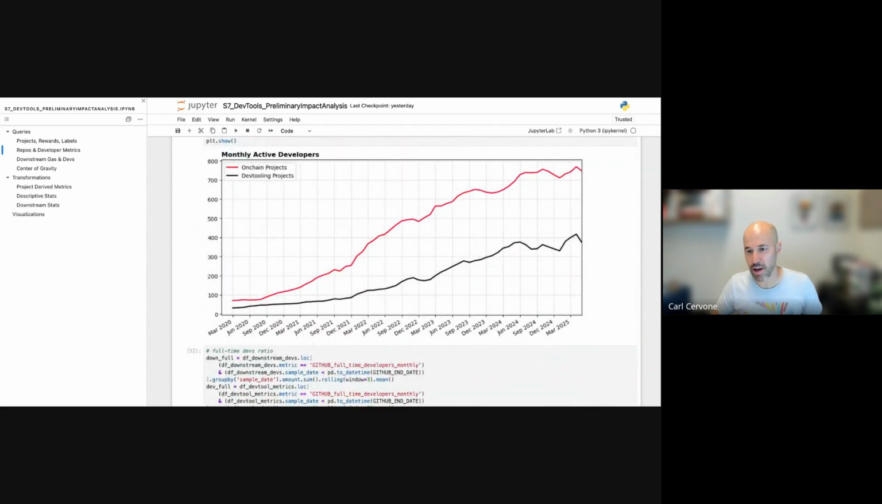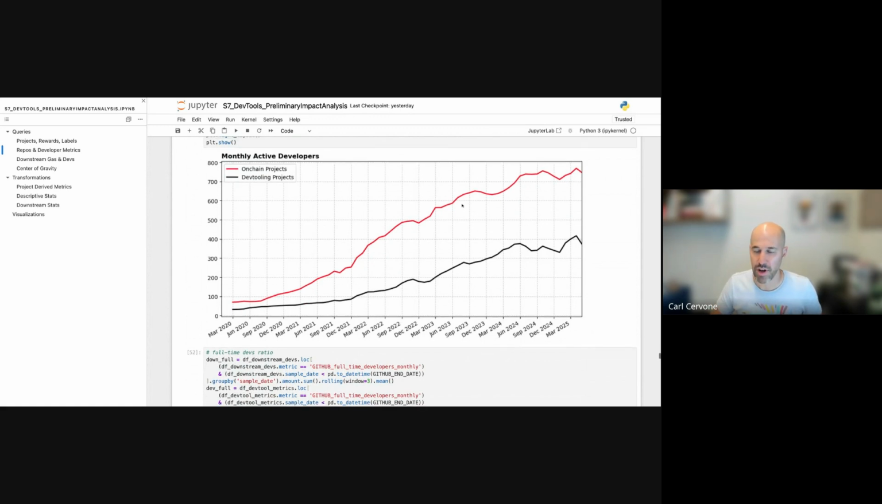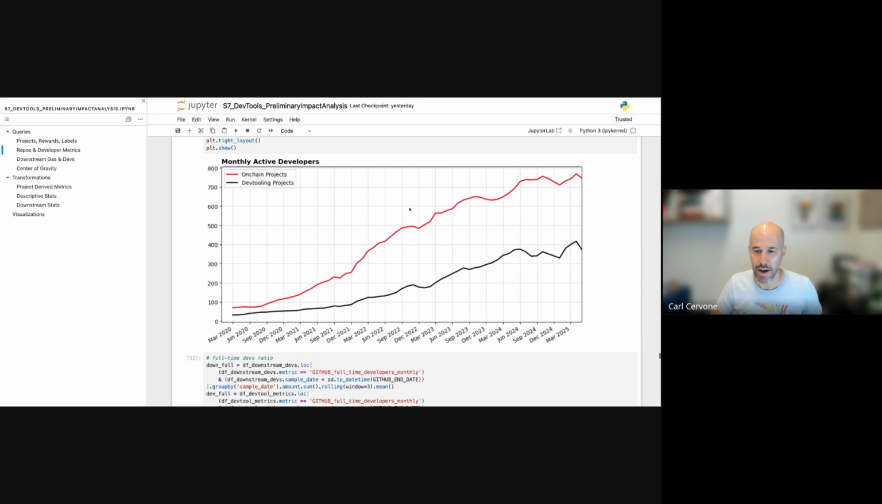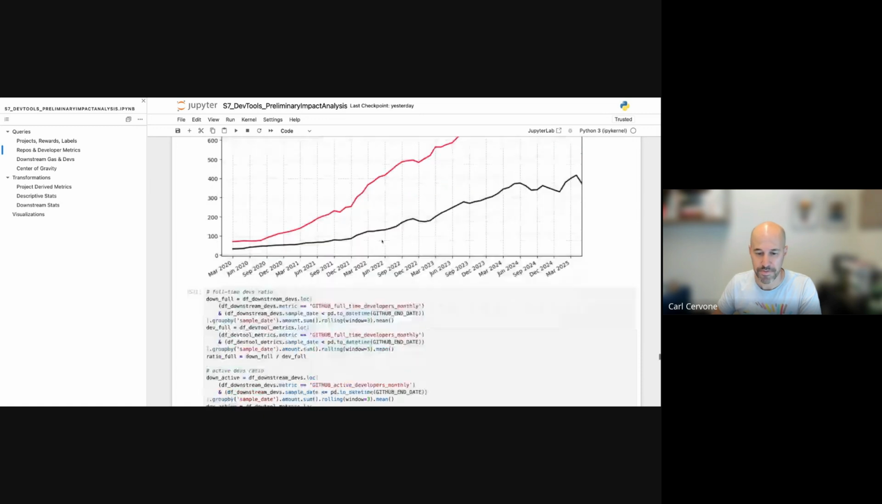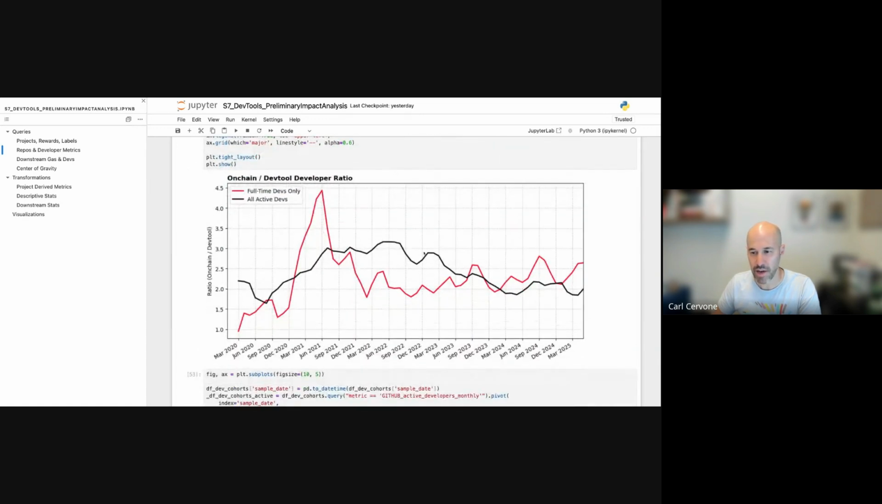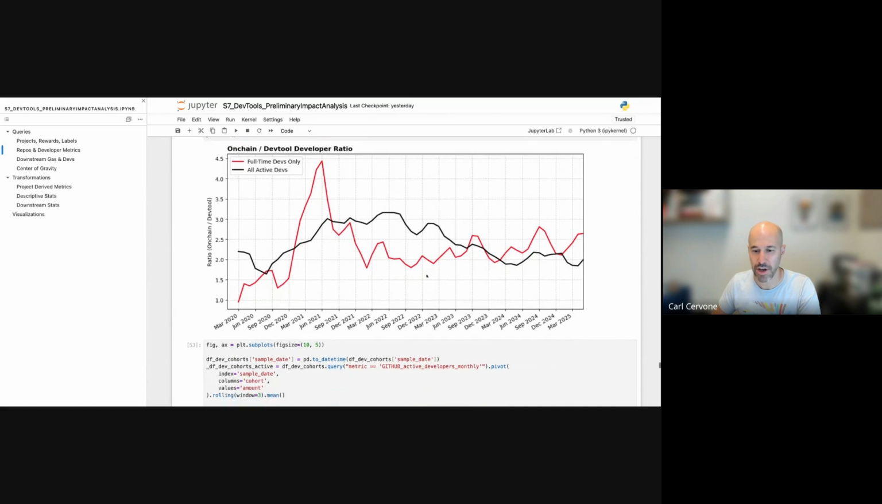We can also see overall monthly active developers. This is taking a trailing average, actually, Ruben. So like a 30-day rolling window, I think. Sorry, a 3-month rolling window. And you can see again, pretty steady growth. A ratio roughly of, for every 1 dev tooling project, there are 2 on-chain developers. We can see that ratio more concretely over here.